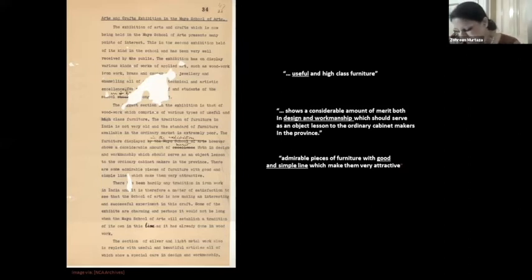The document is a review. It provides a review and account of the various examples of applied arts on display at the exhibition, and praises the role that Mayo School of Art has played in the progress and development of the applied arts. Praise and emphasis is repeatedly laid on usefulness and simplicity of line. For example, the writer praises the furniture on display, saying that it was useful and high-class furniture. Again, we have the word useful. And that there were admirable pieces of furniture with good and simple line, which makes them very attractive.